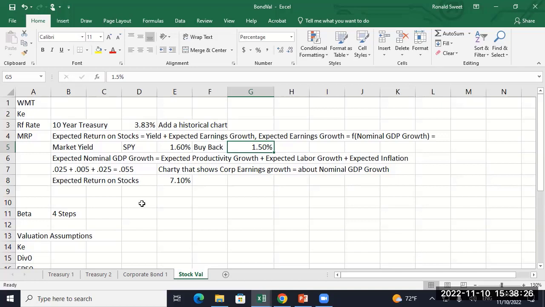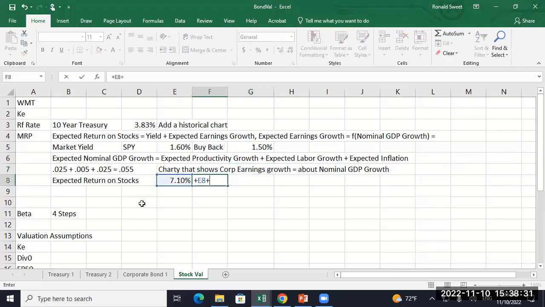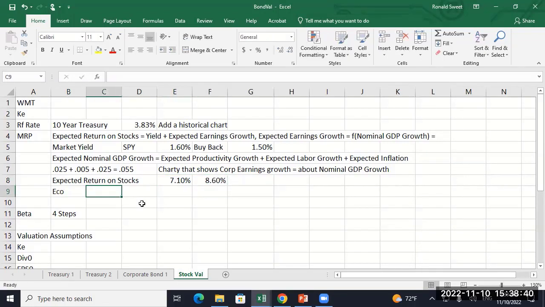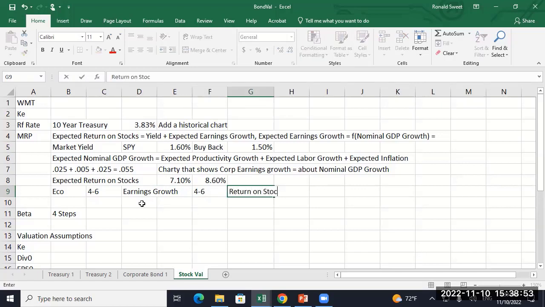You saw those restaurants, they're buying so much stock back that their net worth is going negative. So if you do the buyback yield, you'll get 8.6%. So the economy is going to grow. I think 4 to 6 seems reasonable to me. And earnings growth, that's going to be 4 to 6. And then return on stocks, all depends on whether or not you're adding back that buyback yield, but you're probably going to get something in the 7 to 10 range, I would think.